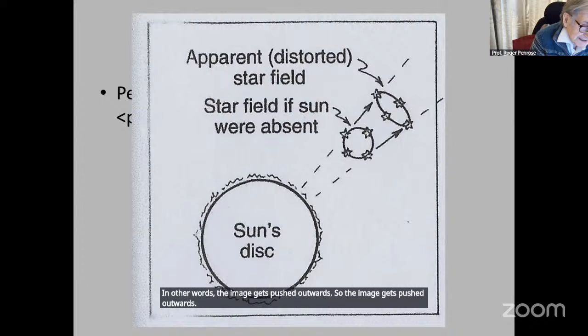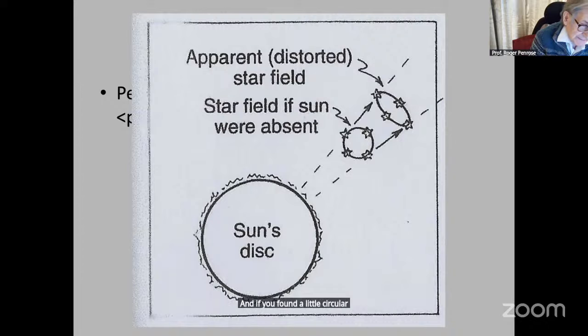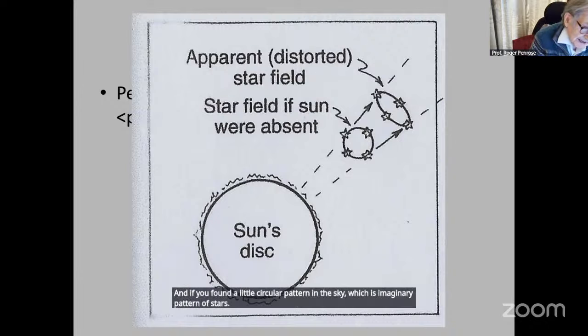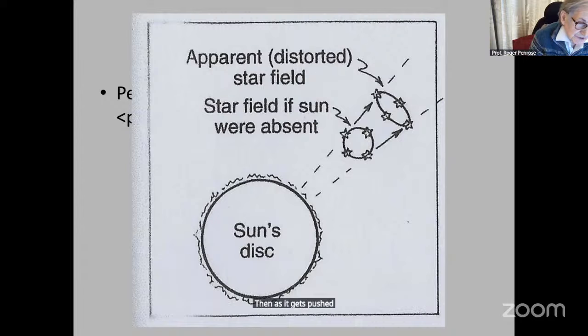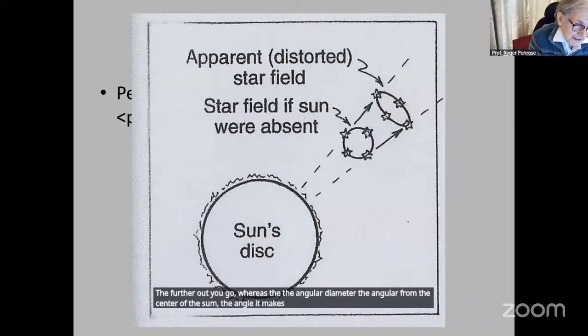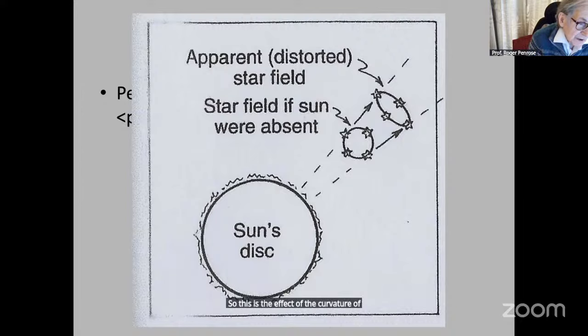And if you found a little circular pattern in the sky, which is an imaginary pattern of stars, then as it gets pushed outwards, of course, the pushing outwards gets less and less the further out you go, whereas the angular diameter, the angle from the center of the sun, will be the same. So that means that the image of a circle will get turned into an ellipse. So this is the effect of the curvature of space-time: it will distort the image of a circle into an ellipse.